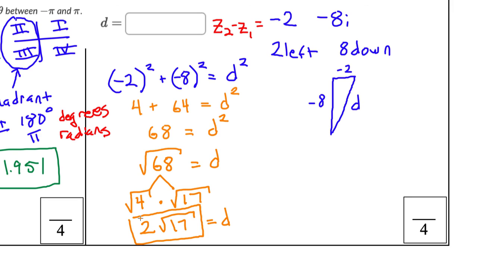When you get it wrong, if you still write the square root of 68, you will get 3.5 out of 4.